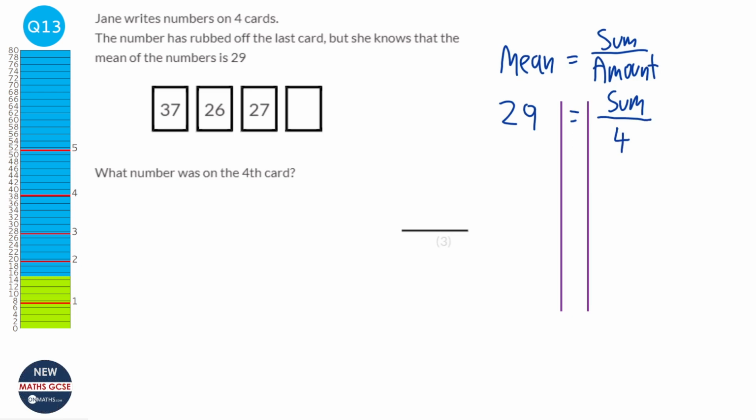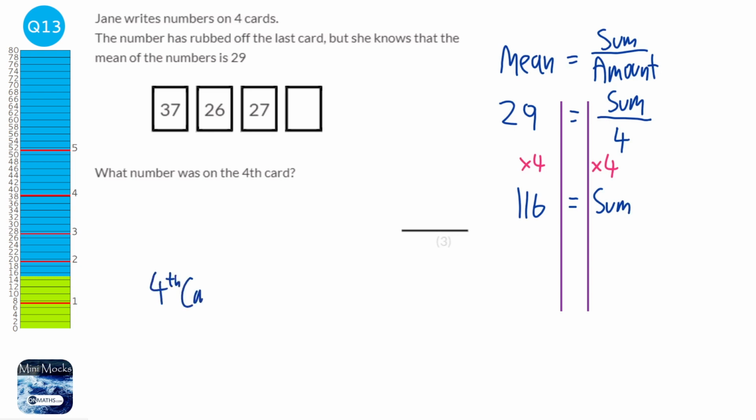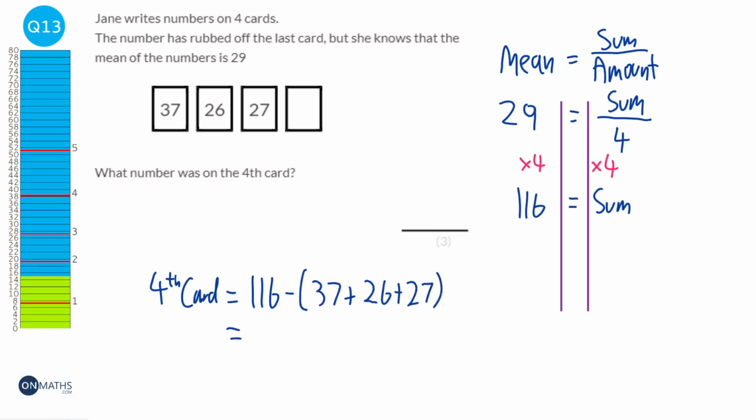So what we're going to do is just times both sides by 4. So we're going to do 29 times 4, which is 116. And so we know that the sum of the numbers will be 116. So all we need to do to find the 4th card is get that 116 and just take away the numbers that we know. And when we do that, we get the answer 26.